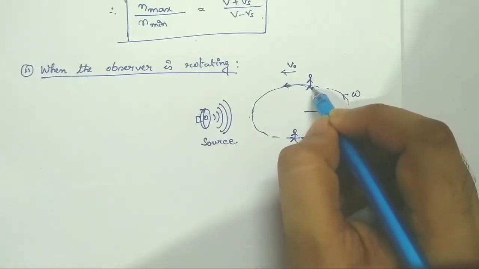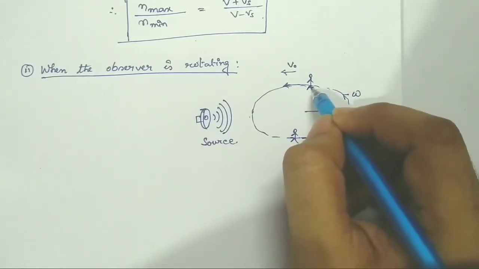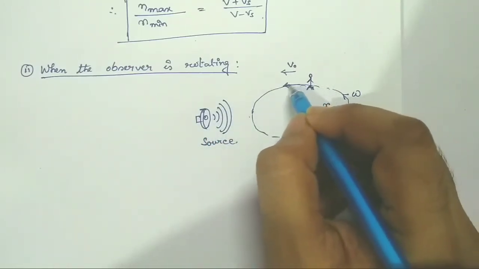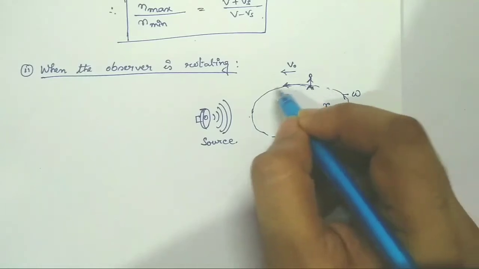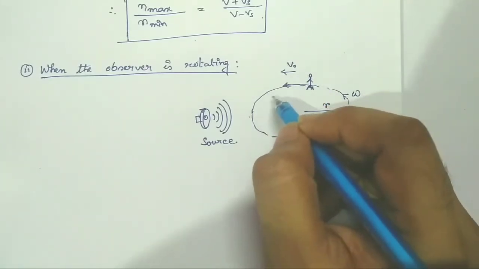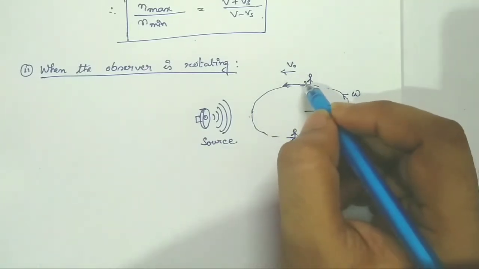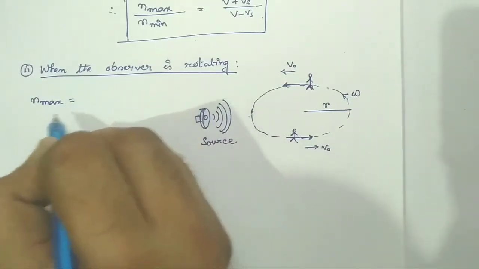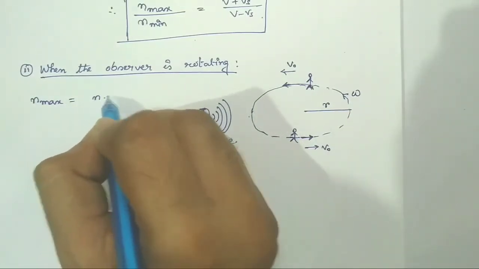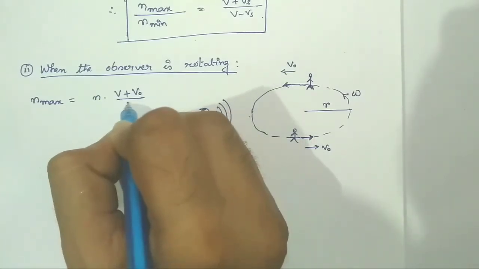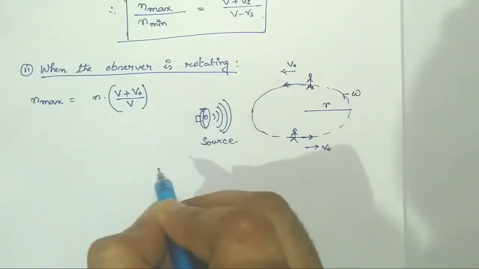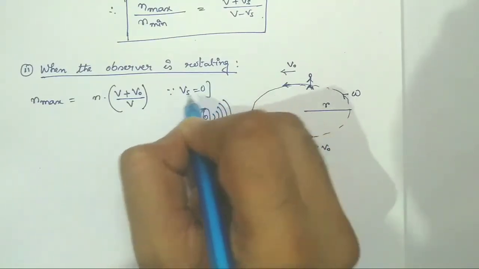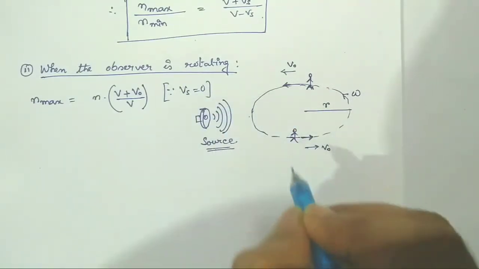Again I repeat, this is my observer and this is my stationary source. When the observer is moving towards the source, the apparent frequency heard by the observer will be maximum. So the maximum apparent frequency will be given by n max equal to n into V plus VO by V, since Vs equal to 0 here, the source is stationary.